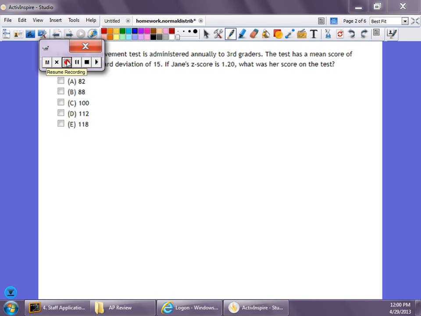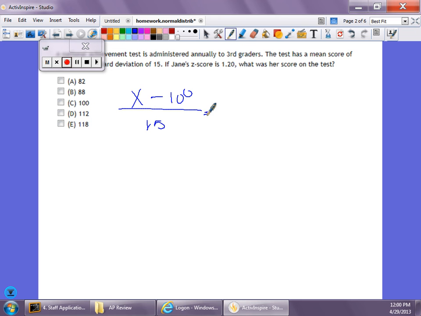This is a very straightforward question. They give us the z-score and they want to know what test would give us that z-score. The value of interest is what we would be solving for. Minus the mean divided by the standard deviation is equal to our z-score. We want to solve for our z-score.